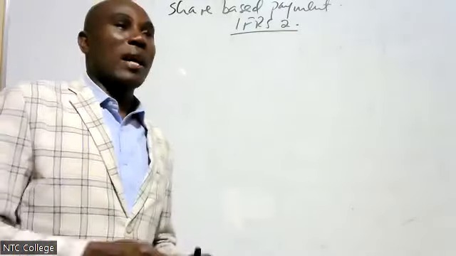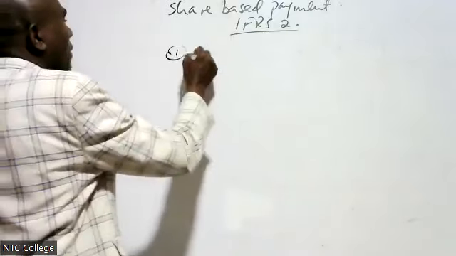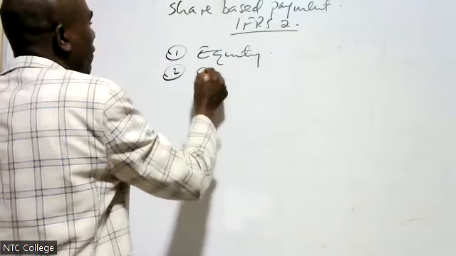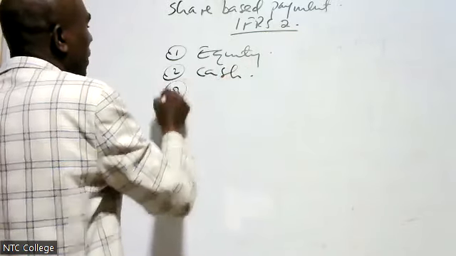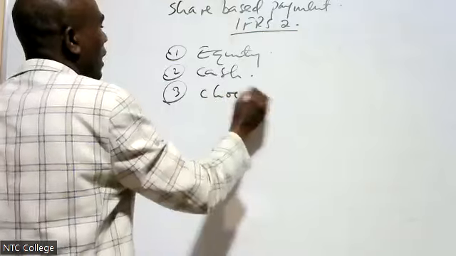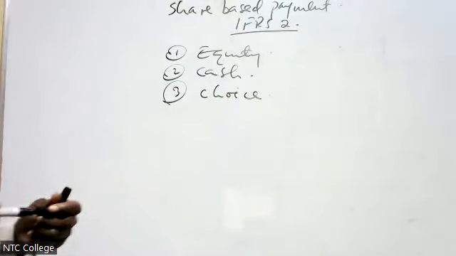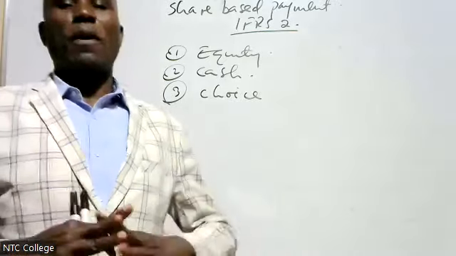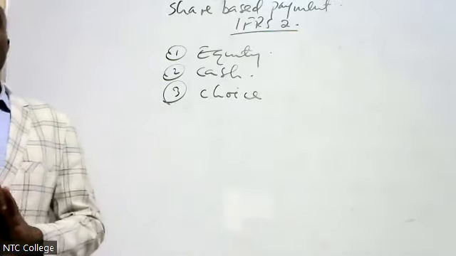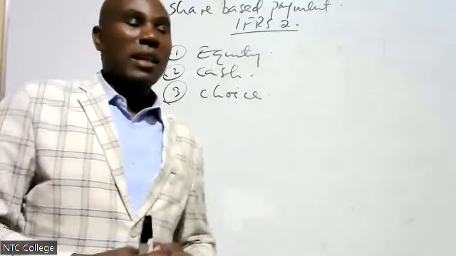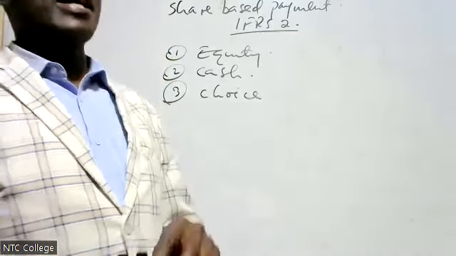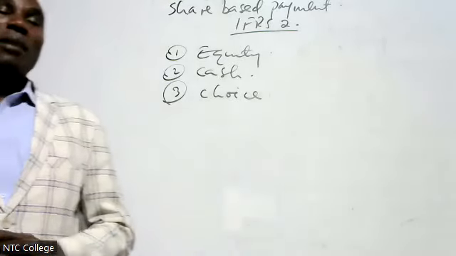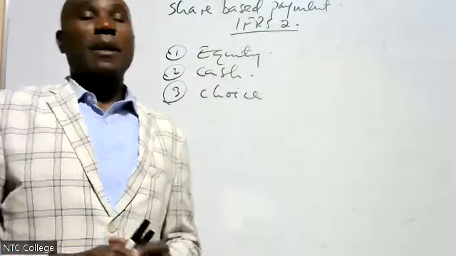Number one, we have equity settled. Number two, we have cash settled. Then number three, we have choice between equity and cash. The counterparty has a choice either to be compensated in equity or cash. It is called choice settlement. These are the major three types of share-based payment.